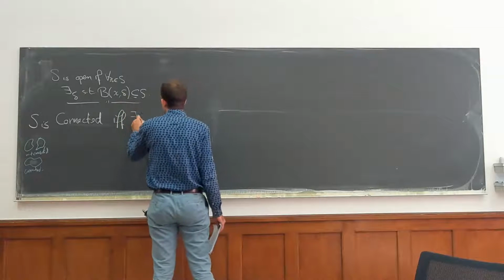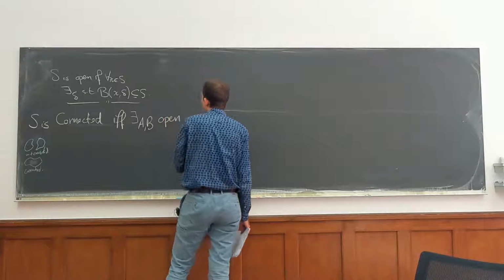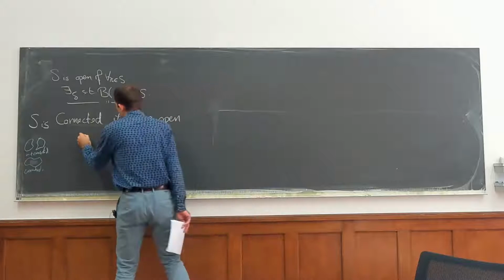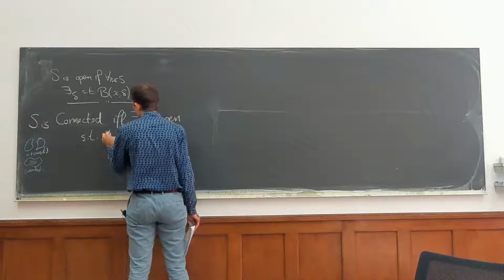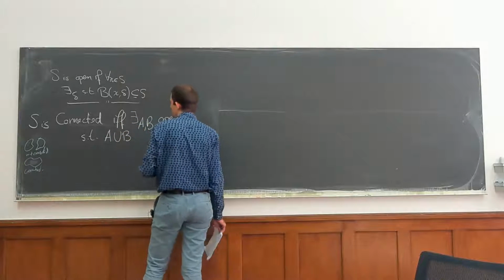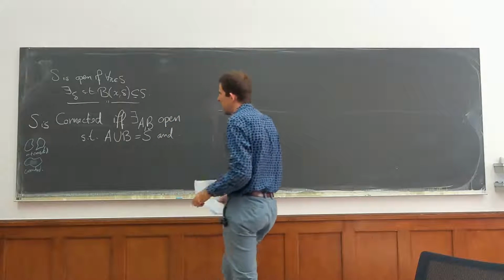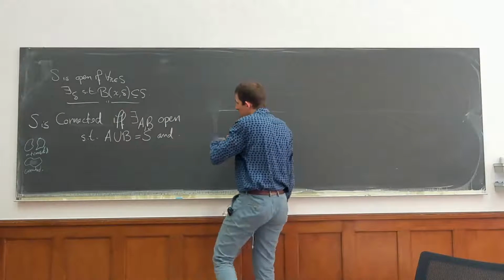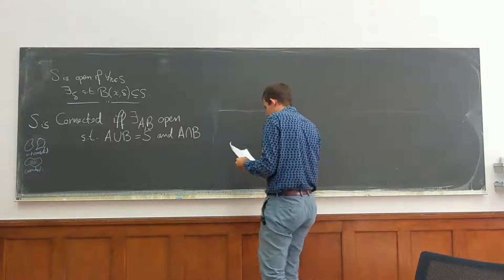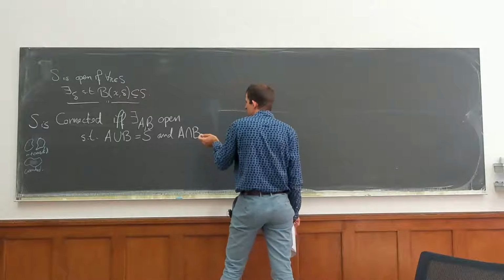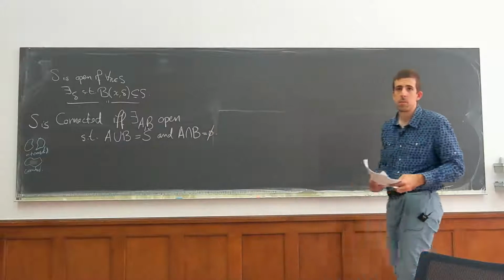there exists A and B open. So A and B open sets that partition S, right? Such that A union with B is S, and A intersected with B is nothing. Okay, so they partition S.